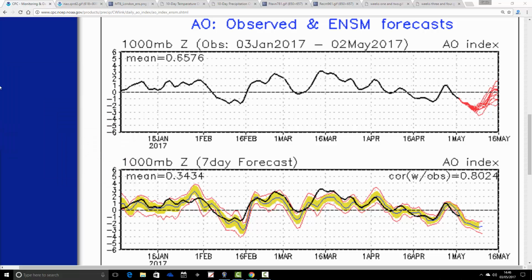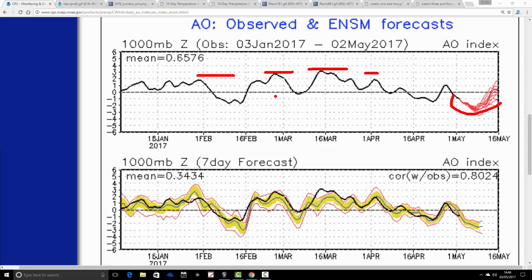So this is the Arctic Oscillation observed and forecast chart. The black line here tells us where we've been with the Arctic Oscillation. The red lines at the end are where the GFS ensembles are forecasting the Arctic Oscillation to go. Then this is just an index that's reflecting the state of the atmosphere. It doesn't drive anything, it just tells you what's going on.